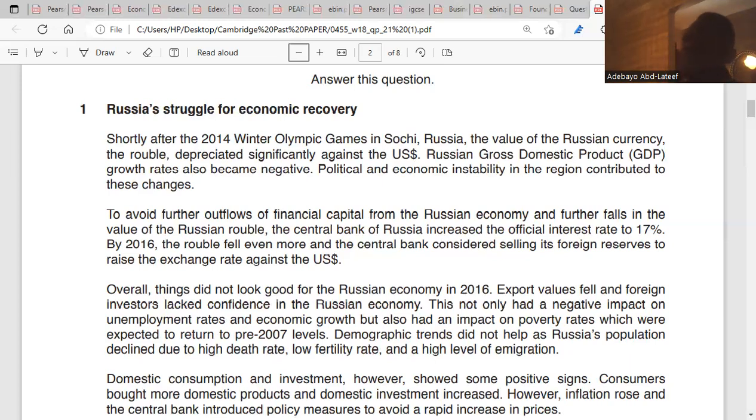So by selling your foreign reserves, it means that you are buying your own currency. When you buy your currency, you are taking it out of the hands of foreign banks to have it with you. So that will make your currency scarce on the market, and that could add value to your currency. Is it clear? We go to question D.